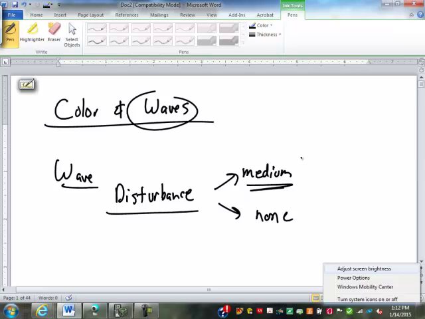Sound requires a medium. It's the air itself. Sound is just the air particles bouncing off of each other, basically. Light does not require a medium. Now, it can pass through a medium. It can pass through air. It can pass through glass. It can pass through water. But it can actually go through the void, the vacuum that is space as well. But when it's going through a medium, it can alter the speed at which it moves.